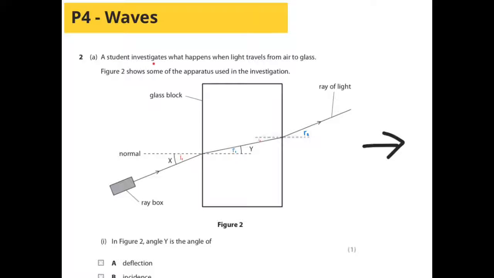A student investigates what happens when light travels from air to glass. So this is about refraction. Figure 2 shows some of the apparatus used in the investigation. Here we have a ray box producing an incident ray. That's an incoming ray because it's approaching the surface of a different medium. So this is incident ray 1, and against the normal, that will produce angle of incidence I1.